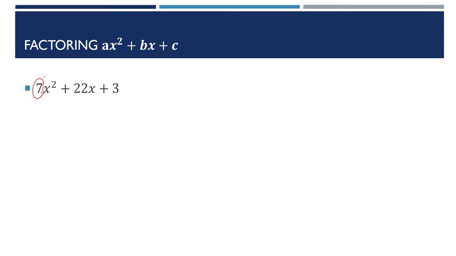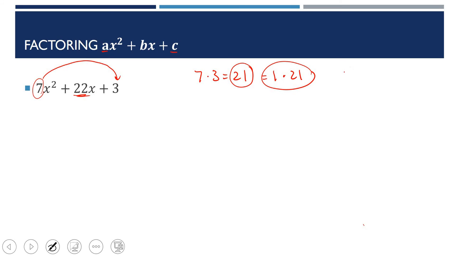The first step is to multiply the a value times the c value, the first number times the last. So 7 times 3 is 21. Now we're going to look for factors of 21 that add up to the 22 in the middle, just like we did before. So 1 times 21 are the factors that when we add them, we will get the middle number, or 22.